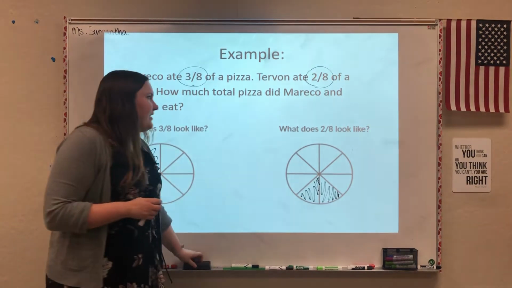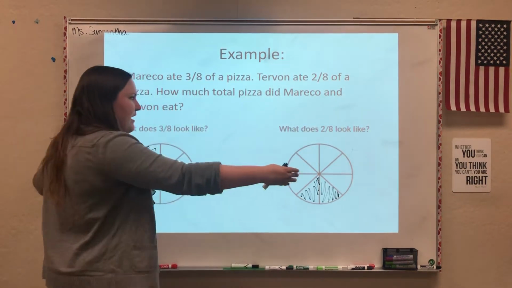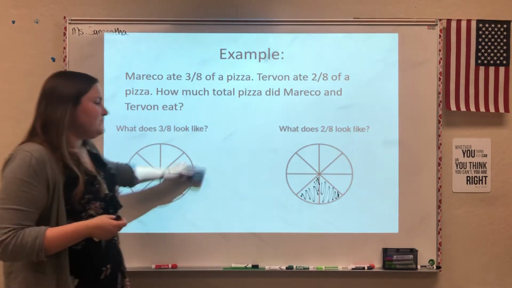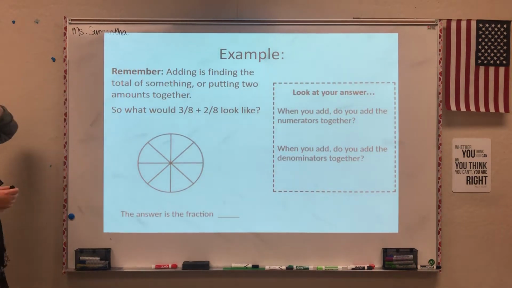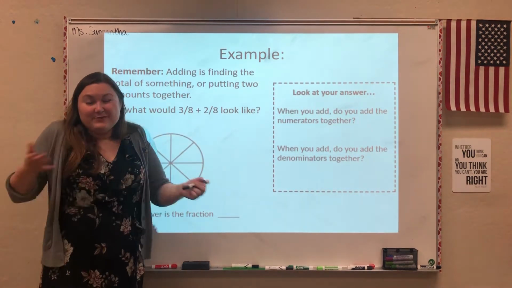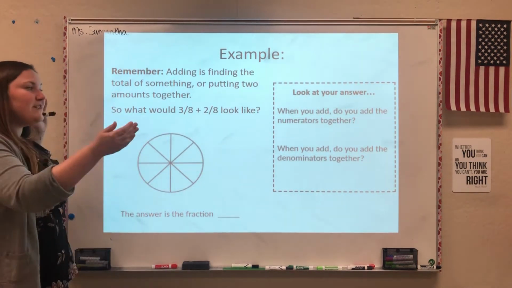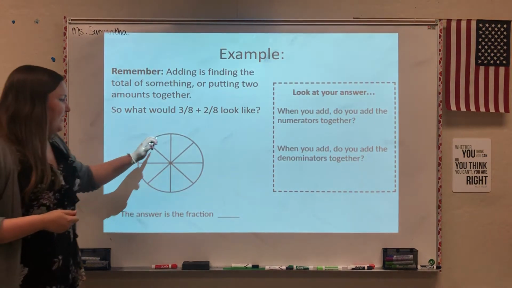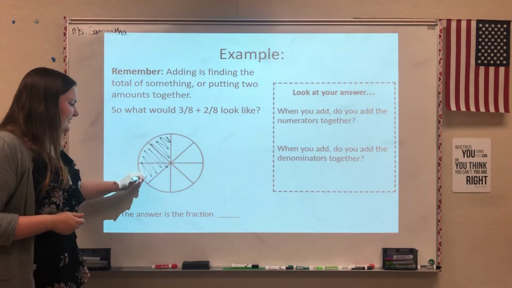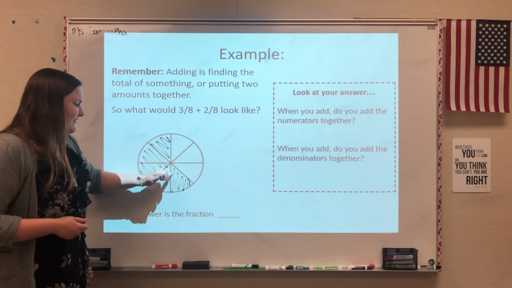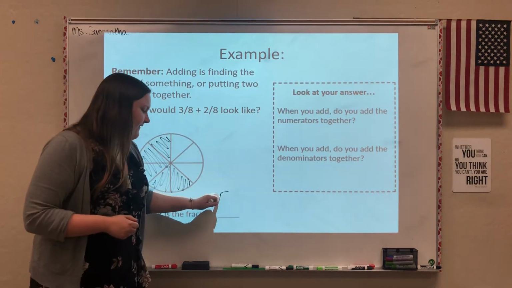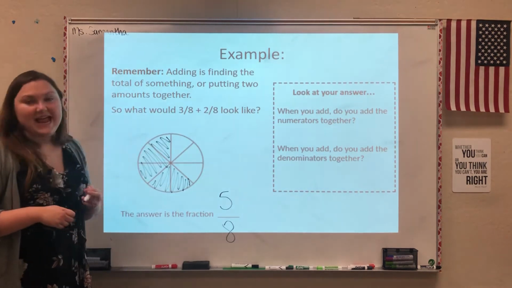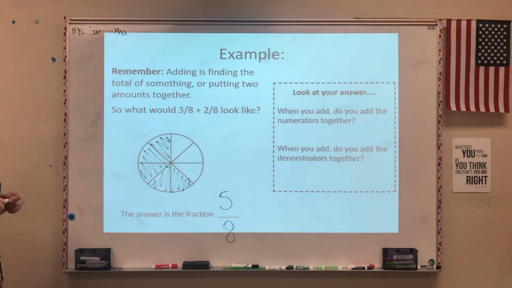Well, to answer this question, really what we're trying to do is figure out how much total pizza they ate, which means we want to put those 2 amounts together. So remember, adding is finding the total of something or putting 2 amounts together. So if I wanted to add these 2 fractions, which is really what the question's asking us to do, we just have to put those 2 pictures together. It said Mariko ate 3/8 and Trayvon ate those 2/8 of a pizza. So together they ate 5 of the 8 slices of pizza, or 5/8 of the pizza.